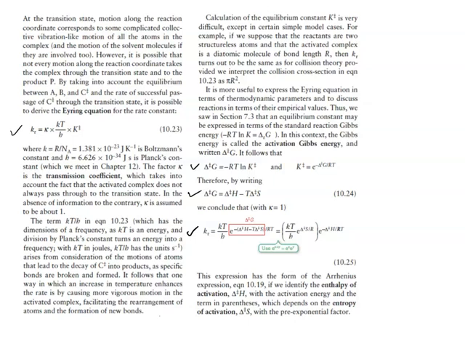This expression has the form of the Arrhenius expression in equation 10.19, if we identify the enthalpy of activation, delta H double dagger, with the activation energy and the term in parentheses, which depends on the entropy of activation, with the pre-exponential factor.